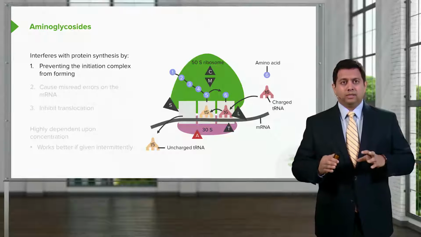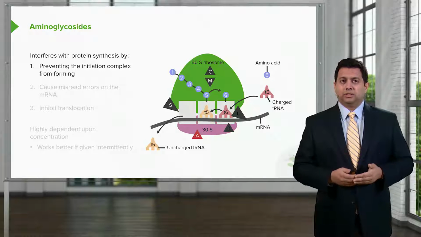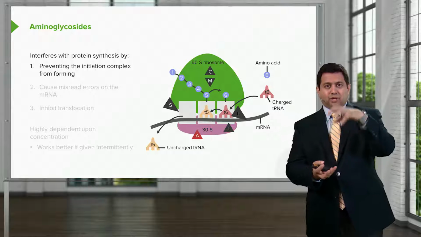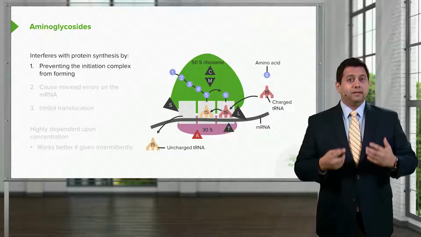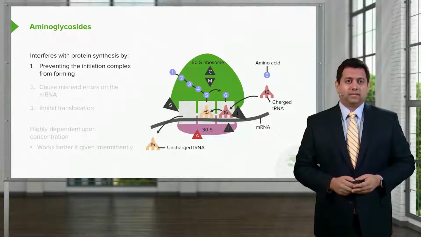How it works is it interferes with protein synthesis by preventing the initiation complex from forming. That's when the bottom of the hamburger bun, the top of the hamburger bun, and the cheese, which is the mRNA, all come together. The aminoglycosides prevent that entire initiation complex from coming together.